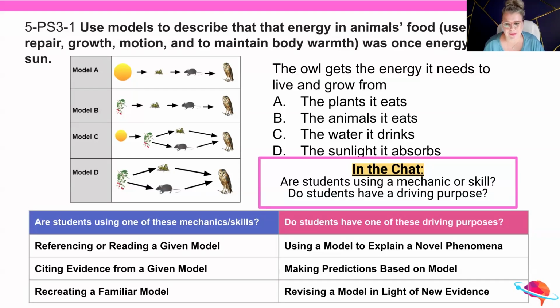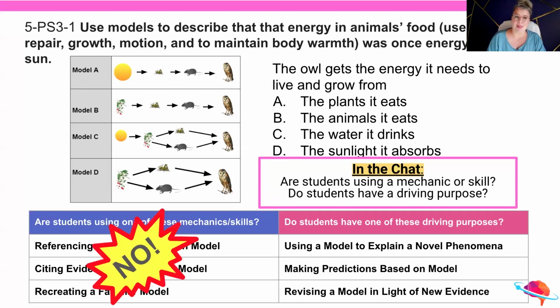I'm going to go ahead and start talking about this a little bit. So are students using one of the mechanics or skills? We're asking, does the owl get energy? The owl gets the energy it needs to live and grow from what? Now, here's the thing. I might remember that an owl is a carnivore, that owls eat birds and plants. And if I look over at these models, there's a bunch of different things where owls are getting stuff from. So if I just remember that an owl needs to eat actual carnivorous things, I actually don't need to look at this at all. So are students using one of these mechanics or skills?